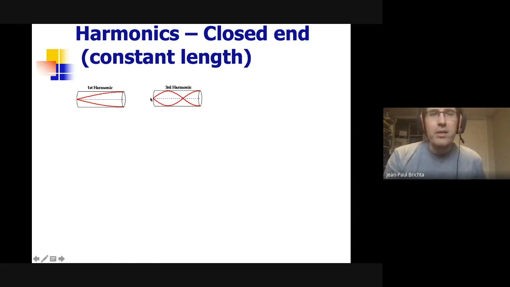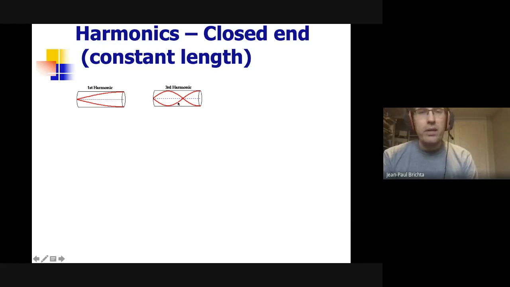Oddly enough, there is no second harmonic because the number of the harmonic in this case goes with the number of quarter wavelengths. In this case, I have 1/4 of a wavelength. And in this case, I have 1, 2, 3, I have 3/4 of a wavelength. Because we want to maintain that mathematical relationship, this one is going to have 3 times the frequency of this one. So that's why we call this the third harmonic.